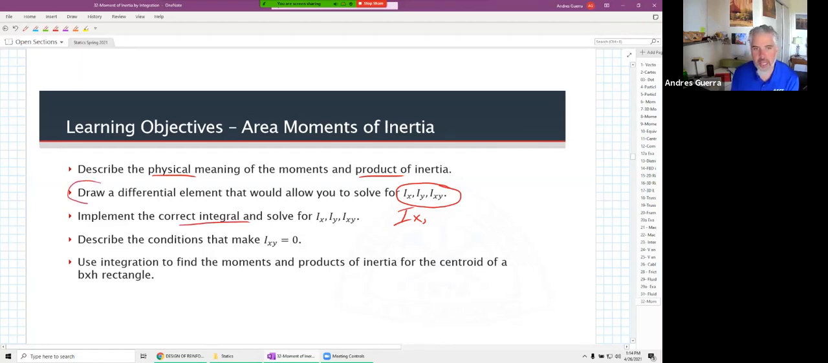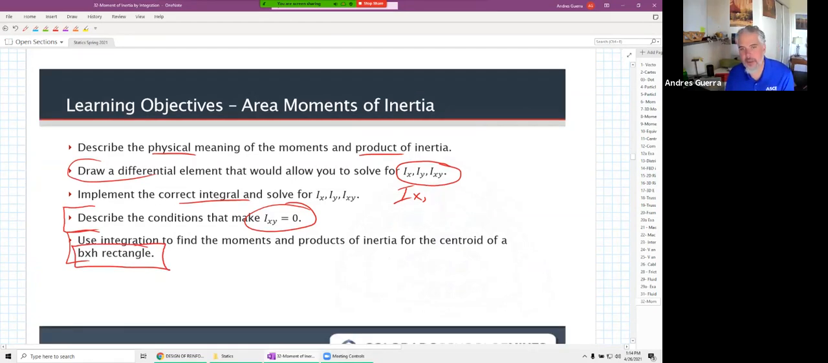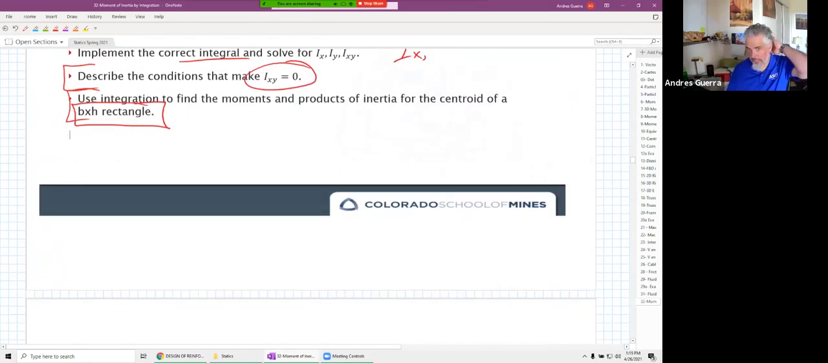And so drawing that differential element is going to be super key to allow us to solve for those. We'll also talk today about what conditions make IXY equal to 0. The product of inertia does not really have a physical meaning. It has more of a mathematical meaning, and we'll talk about that. And then use integration to find the moments and products of inertia for a rectangle. So we'll talk about that today and then continue talking about that really the rest of the semester.